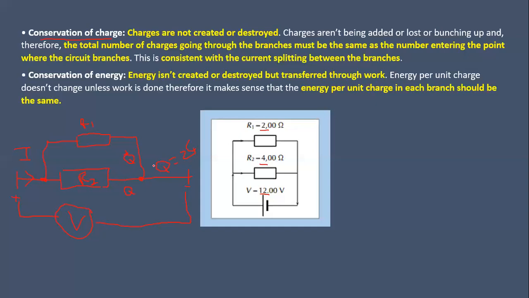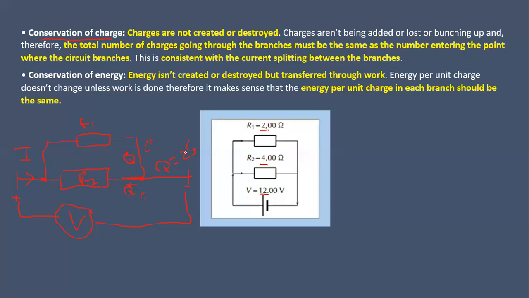There will be a splitting of charge, or a splitting of current in this instance, where a coulomb of charge will go here and another coulomb will go to this branch here, to make sure that the total amount of charge entering the branch is the same as the one exiting the branch. But the splitting of the current will depend on the size of the resistor.